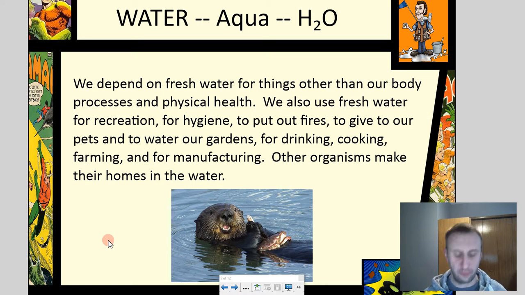Other organisms make their homes in the water as well. And look at that wonderful otter just doing its thing. Otters are amazing. In fact, at the Calgary Zoo, I think that's my favorite part. There's two things I love at the Calgary Zoo. There's the red pandas and there's the otters, and they are just so charming.